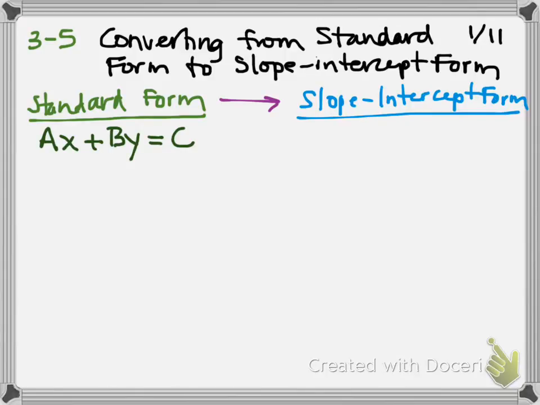Okay, so standard form is ax plus by equals c, but slope-intercept form is y equals mx plus b. Now, notice that both of them have a b, but on the left, it's a capital B, and on the right, it's a lowercase b. That means they aren't the same number. So you can't just pick out that b from in front of the y and place it where the b is in the slope-intercept form.